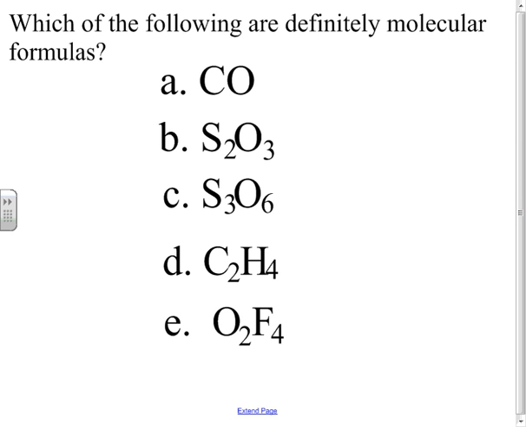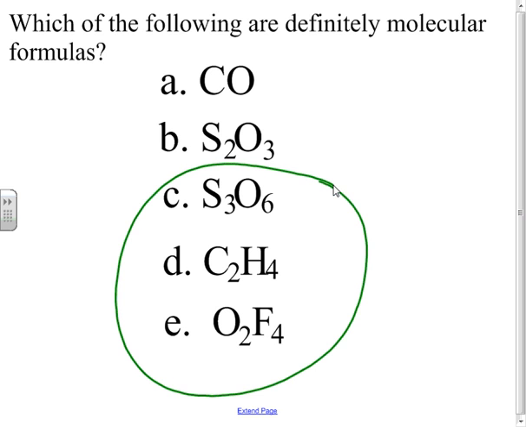Again, to test your understanding of what a molecular formula is, which of the following are definitely a molecular formula and not an empirical formula? The answer is the last 3 here, since these are not reduced, they are not the lowest whole number ratios, therefore they must be molecular formulas and not empirical formulas. That does not mean that the reduced, lowest whole number ratios are not molecular formulas. It turns out there is a compound called carbon monoxide, and that is the lowest whole number ratio, so therefore the empirical formula and the molecular formula are the same thing.